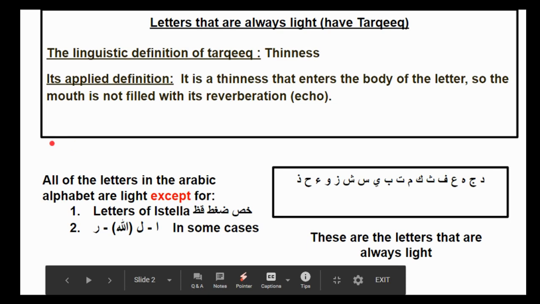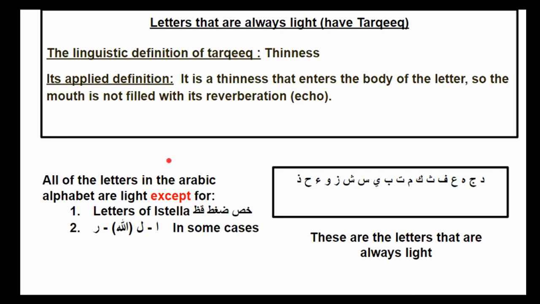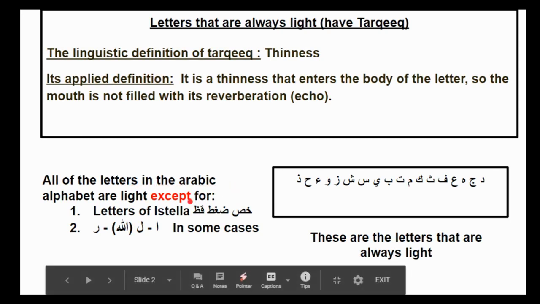So all the letters of the Arabic alphabet are light, except for the letters of Ista'la, which are what we just talked about: khussa, daghtun, qidh. And these letters, Alif, Lam, Ra, are special because they're sometimes heavy and sometimes light. So in some cases they could be light, in some cases they could be heavy.